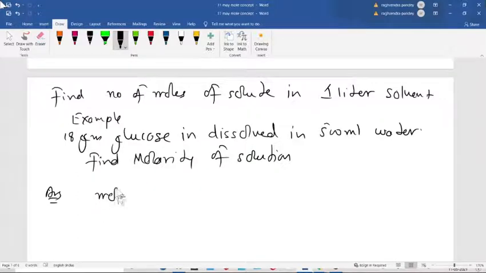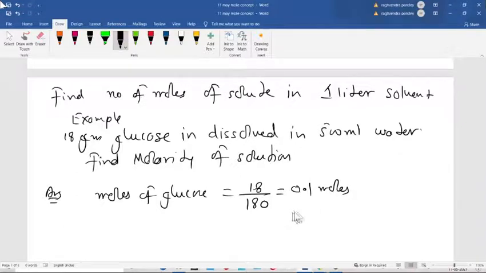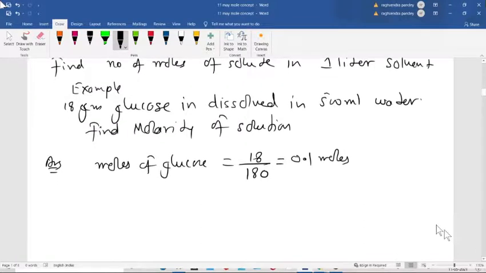So moles of glucose is 18 by 180. 18 is the given weight, 180 gram is the molecular weight of glucose. We calculated it in the previous classes. So 180 gram is the molecular weight, 18 gram is the given weight, so that is your 0.1 mole of glucose. Understood this one? 0.1 moles.